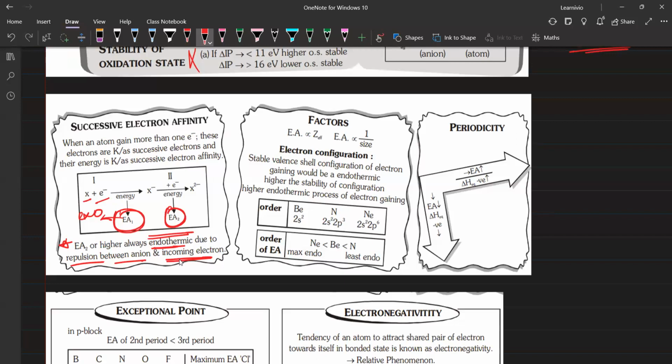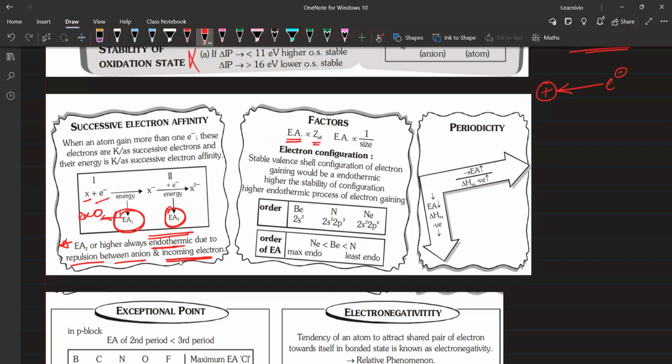Now, the factors that affect the electron affinity, or the electron gain enthalpy, are the Z effective. It is directly proportional to the Z effective. The higher the positive charge, the higher the energy that is released when the incoming electron is added. And it is inversely proportional to size, because it is easier to add electrons in the higher shells.